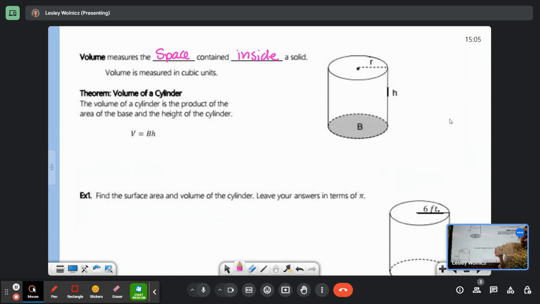So my length and my width together make my base with my big B. Everybody see what I'm talking about? So the big B already has 2 dimensions. So when I multiply the big B by the height, I get my 3rd dimension and I get a volume. I get 3D. Everybody okay with that? Yep. Okay.